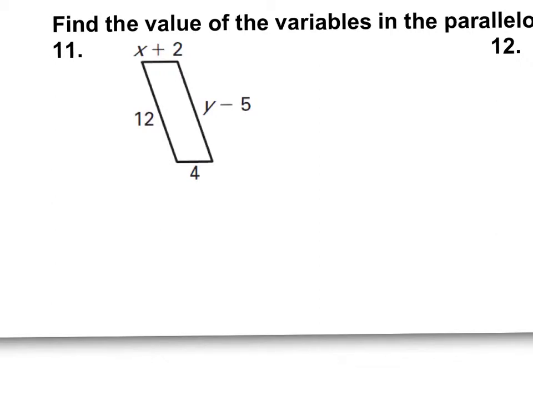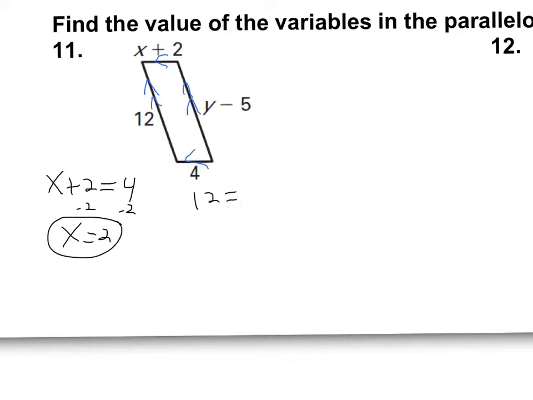One is that the opposite sides are parallel. And they look parallel, and in this case certainly are. So those sides are parallel, those sides are parallel. The other first thing is that opposite sides are congruent. So x plus 2 and 4, those are congruent. You can set them equal, and so we'll get x equals 2. Same thing with the other sides. 12 and y minus 5, those will be the same. So add 5, and y is 17.